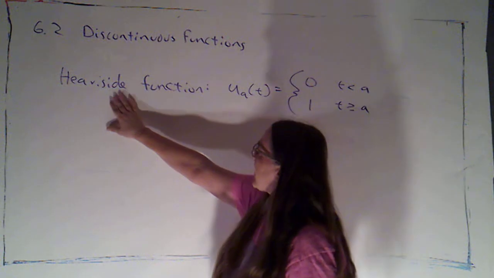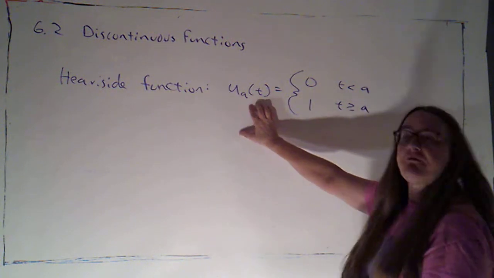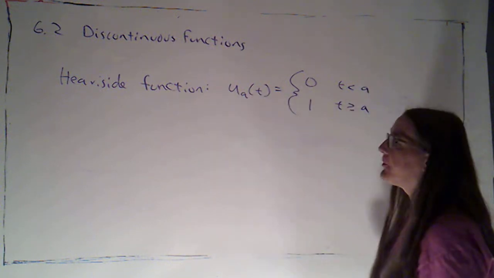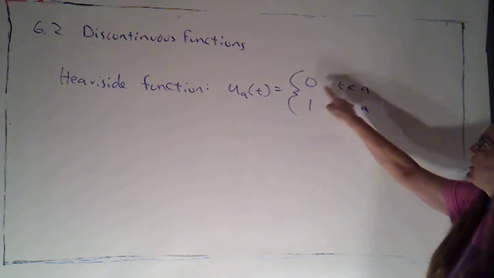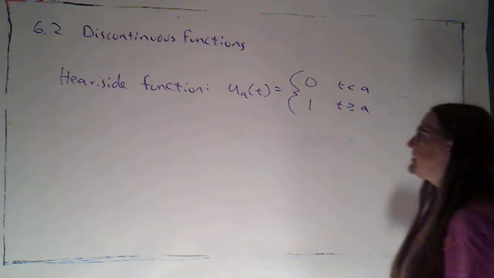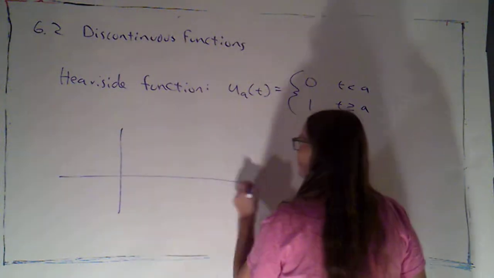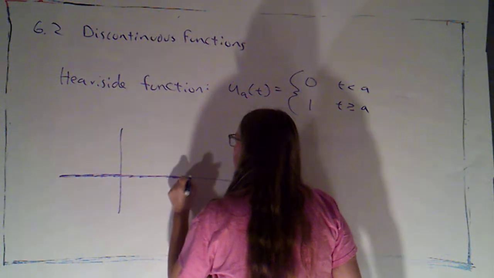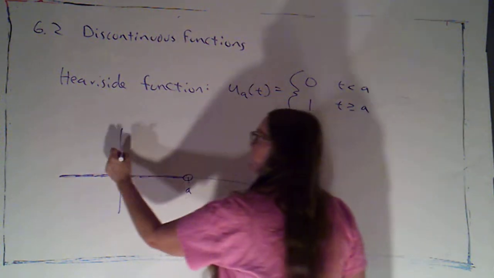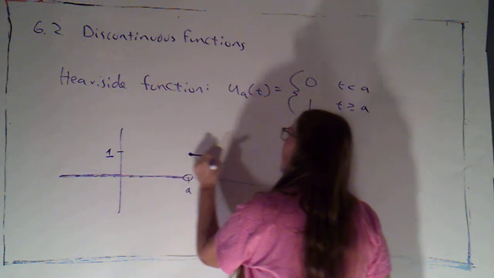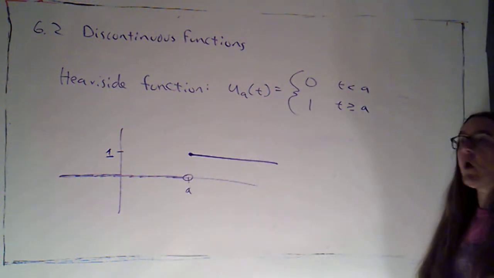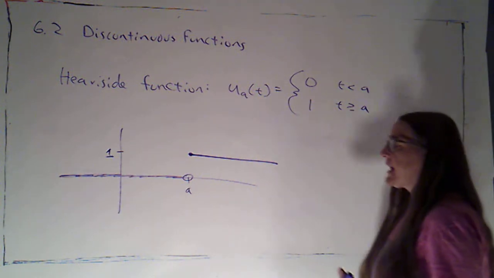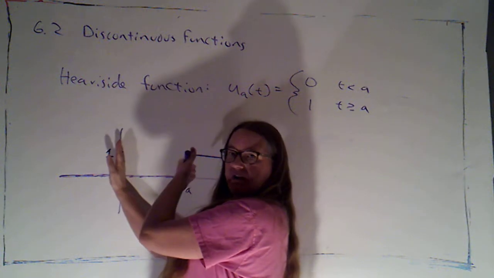So the first function I want to look at is the Heaviside function. It's actually a family of functions, mu sub a of t, where a is just going to be some real number. It's defined piecewise. It's 0 if t is smaller than a, and it's 1 if t is bigger than or equal to a. So the graph of it looks like this. To the left of a, the graph is just at 0, so it's along the t-axis. At a, it jumps up to a height of 1, and then it stays constant at 1 forever and ever and ever.